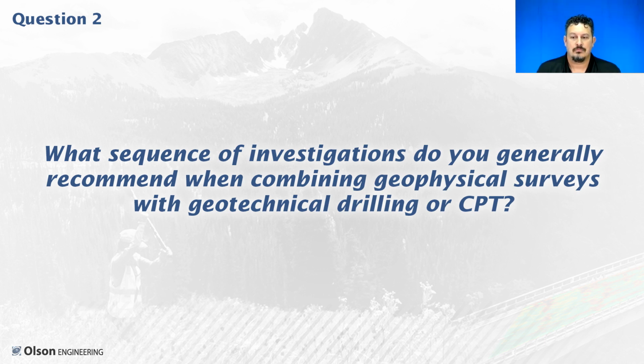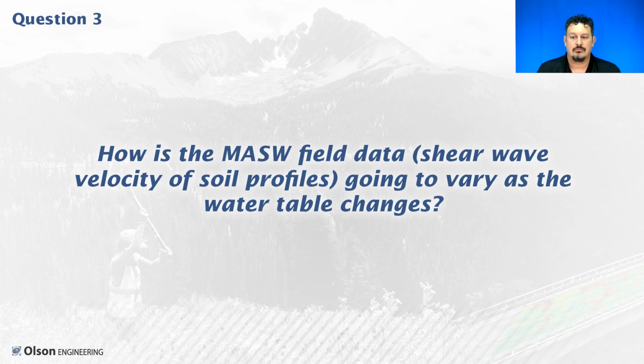Okay, so the next question is, how is the MASW field data, shear wave velocity of soil profiles, going to vary as the water table changes? Well, the MASW shouldn't really have much change with the water table because shear waves don't propagate through a liquid. But you can see changes in the subsurface if there's a compaction difference, a density difference that occurs there. So you can't image through water, but you'll get a slight velocity difference if it's saturated or unsaturated.